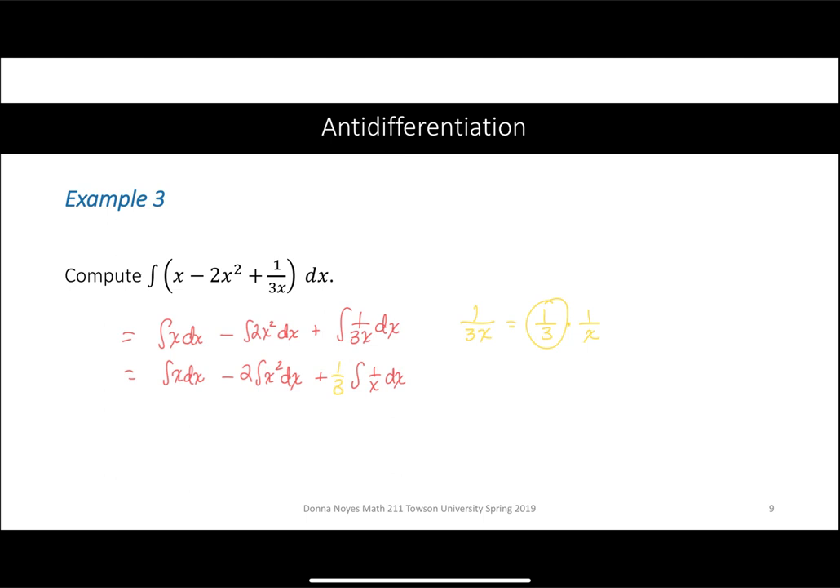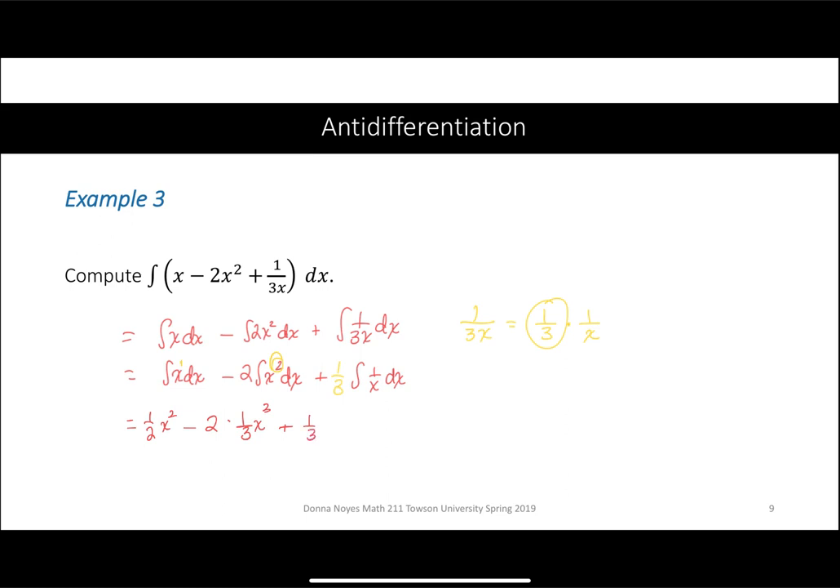And now we can apply the power rule. Well, this is an x to the 1. So when we add 1 to that power, it becomes 2. So we end up with 1 over 2 x to the 2. For the second term, we leave the 2 on the outside. Well, its power is 2. When we add 1 to that, we get 3. So 1 over 3 x to the 3. Both of those are power rules.